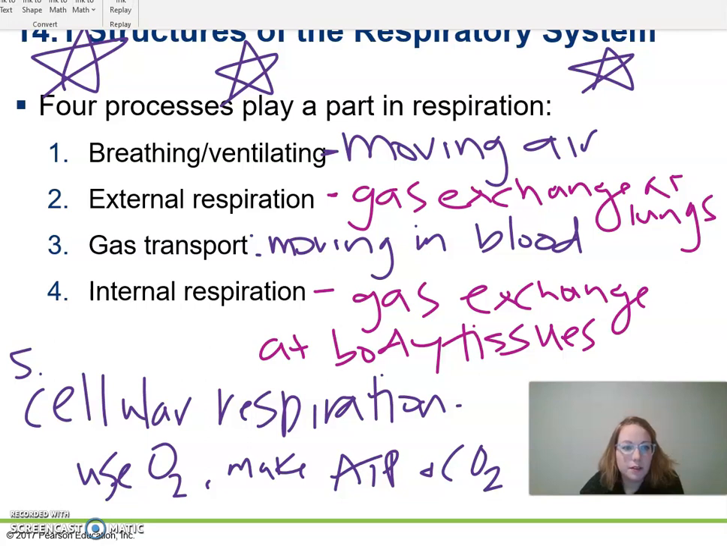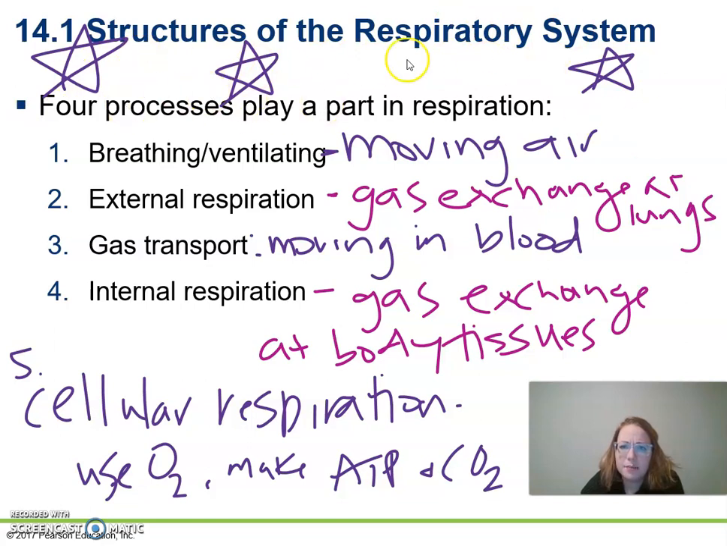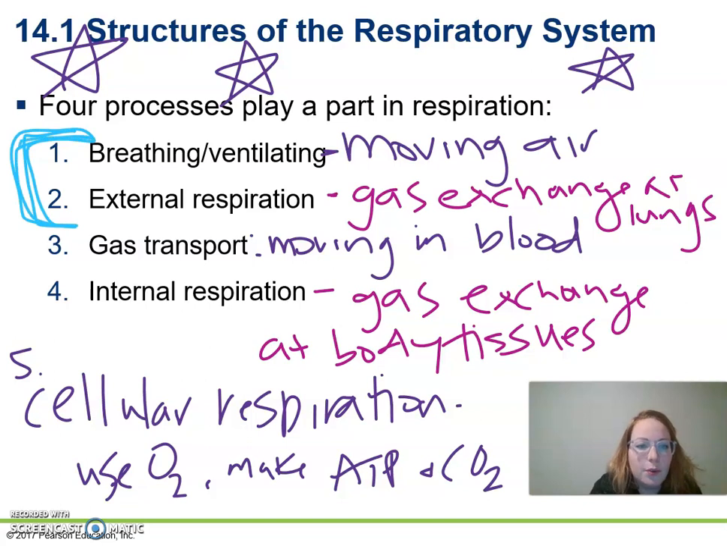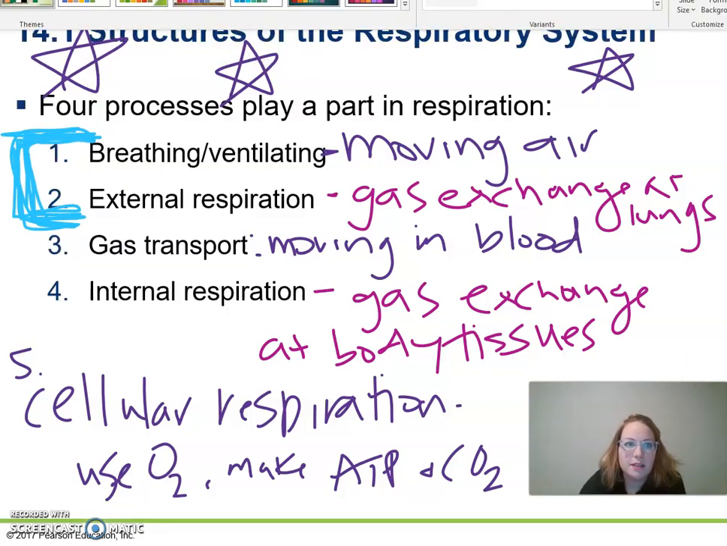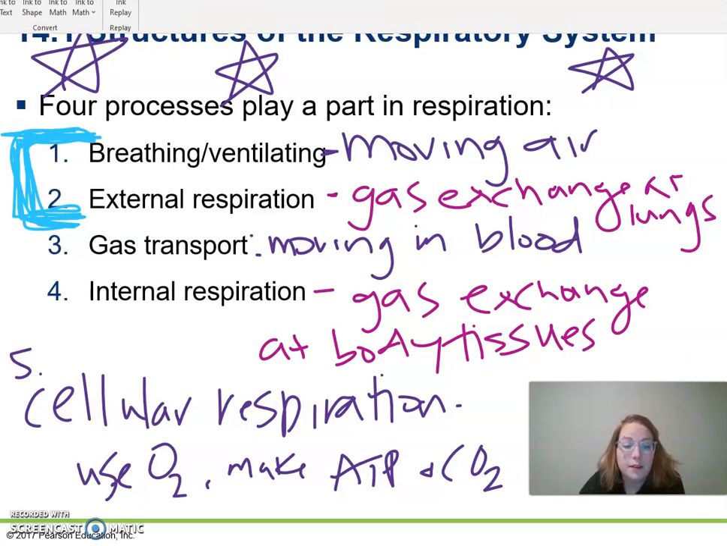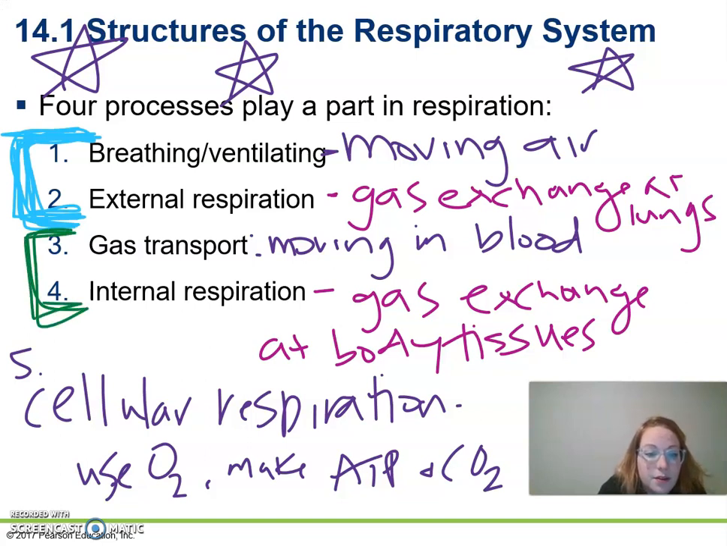So I'm going to use another color. So you might be thinking to yourself, hey, the processes of respiration seem to involve a lot more than the respiratory system. And you're right, they do. The respiratory system is responsible for 1 and 2. Right? So what body system does the others? Cardiovascular system. Right? So if I had space, I'd write cardiovascular system there. So respiration is actually done by the respiratory system and the cardiovascular system.